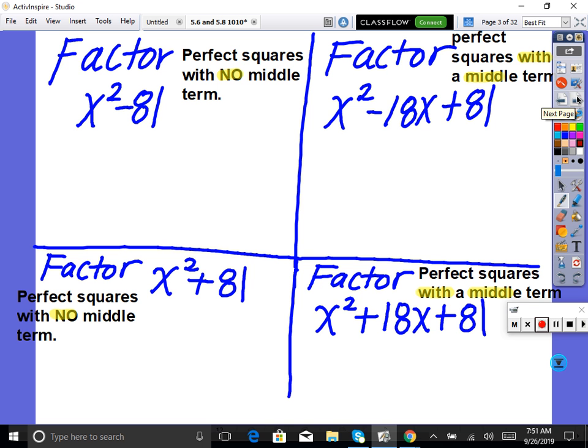Okay, so everybody, we just learned when we're factoring with 2 perfect squares with no middle term, if it's subtraction, it'll factor to be conjugate pairs.